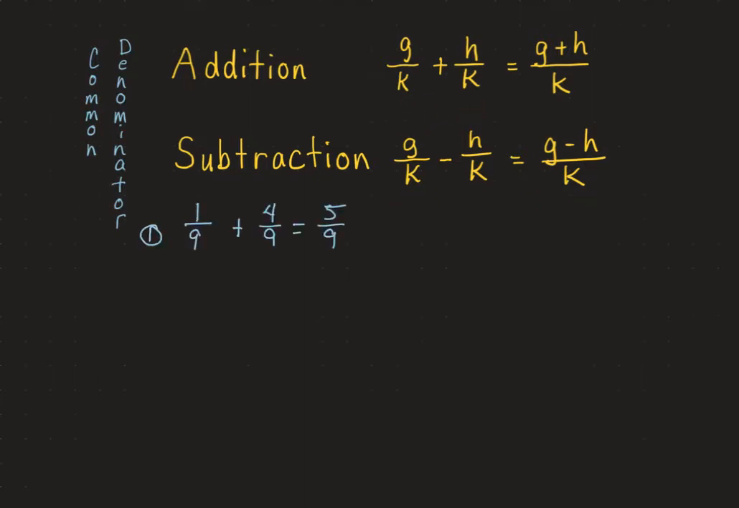Here is a simple example with arithmetic. Common denominator already. Add the numerators. 5/9 is the answer for this example.